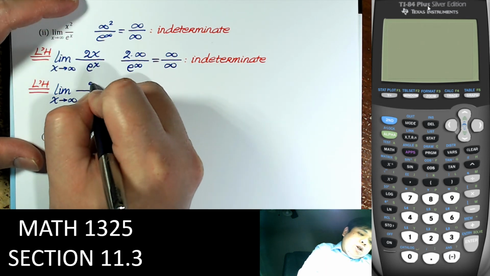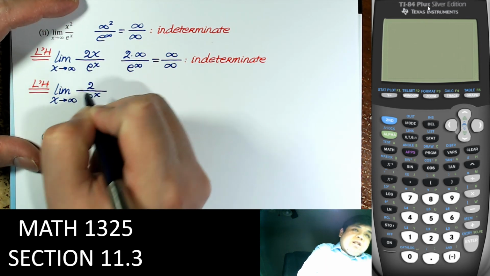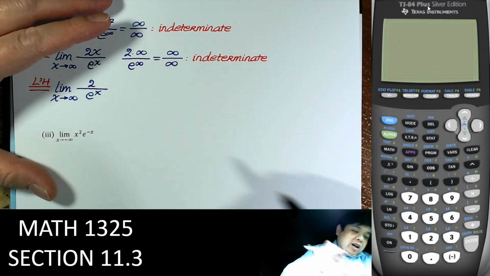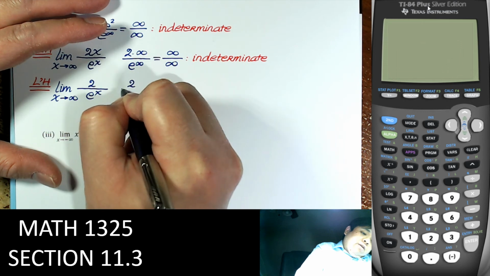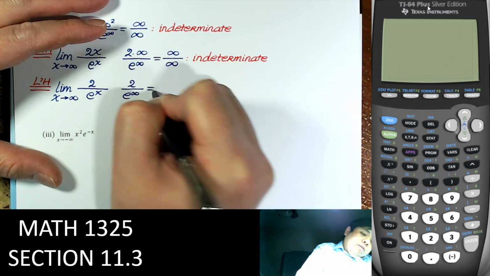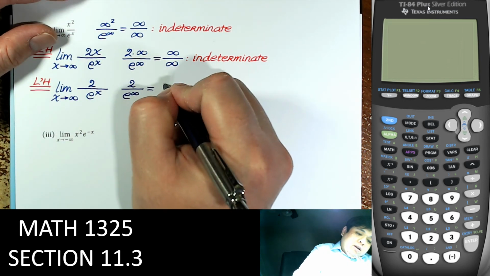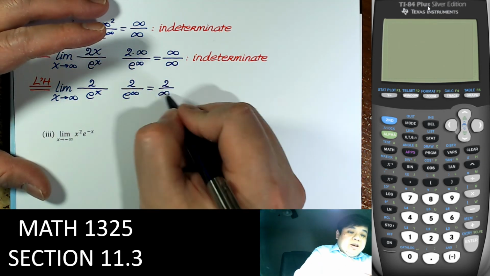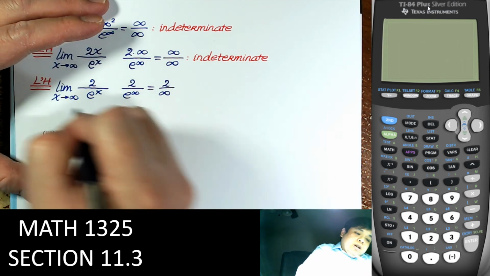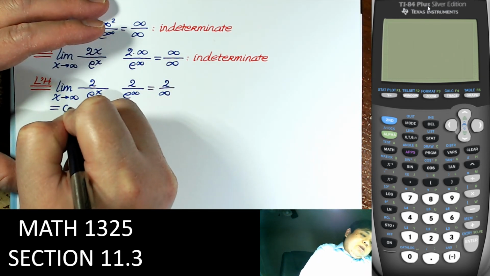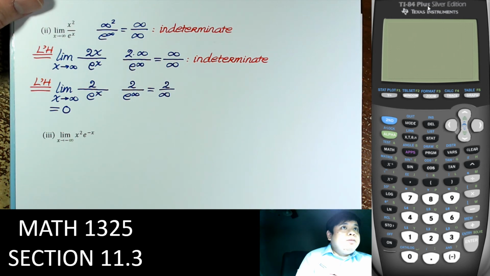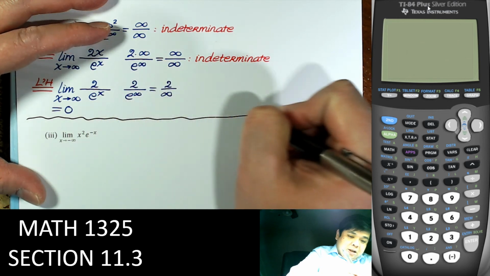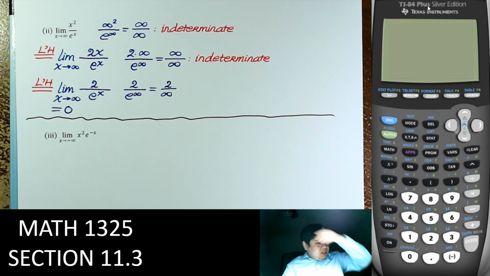Derivative of 2x is 2. Derivative of e to the x is still e to the x. As you see, for e to the x, when we take the derivative, it still gives us e to the x. Now we have 2 over e to infinity. A finite number divided by infinity is 0. So this limit equals 0. Right. Next, we have that.